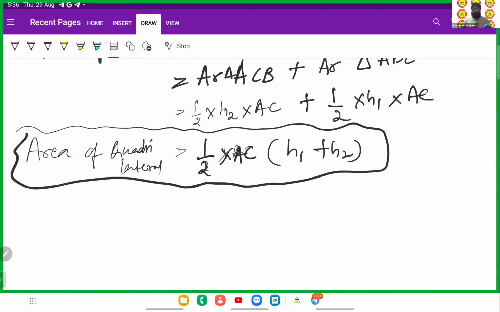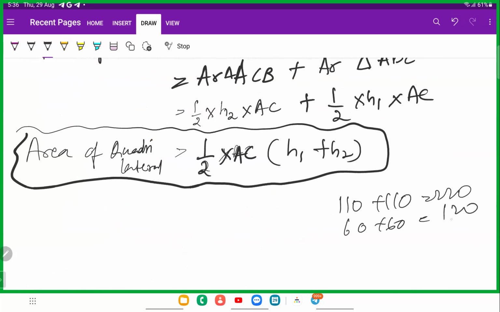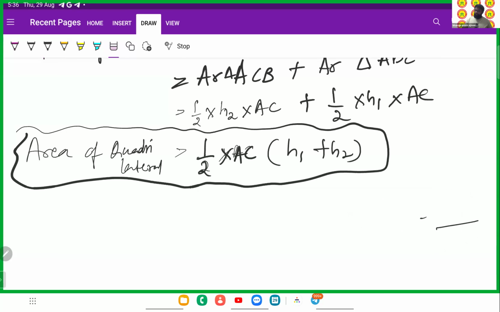Okay, we are done with that. Sir, angle sum property. How come 110 plus 110 plus 60 plus 60 is equal to 360, brother? 110 plus 110 is 220. 60 plus 60 is 120. That sums up to 340. What is your doubt, Charan? Check the question once again, Charan. Sir, I'm showing the question.